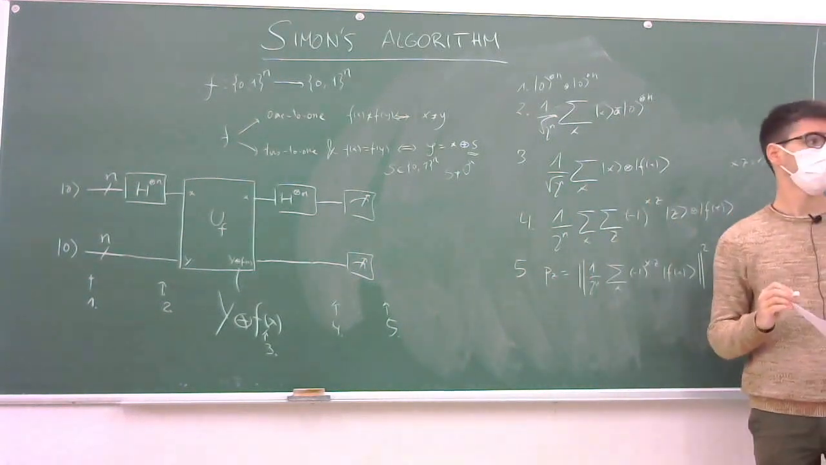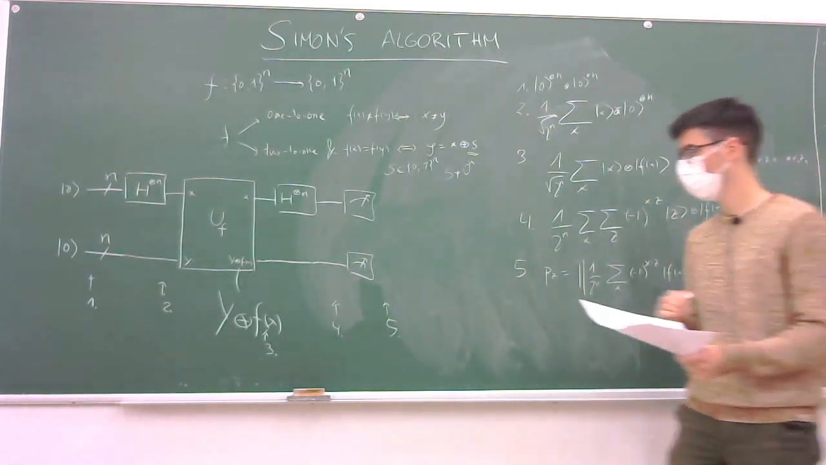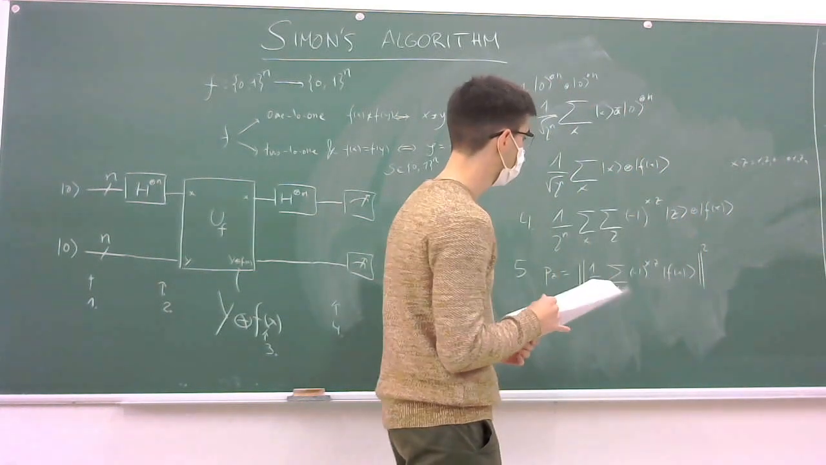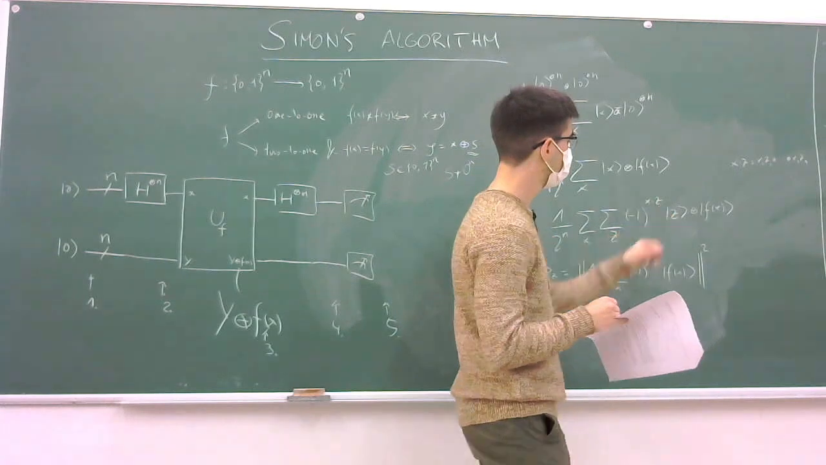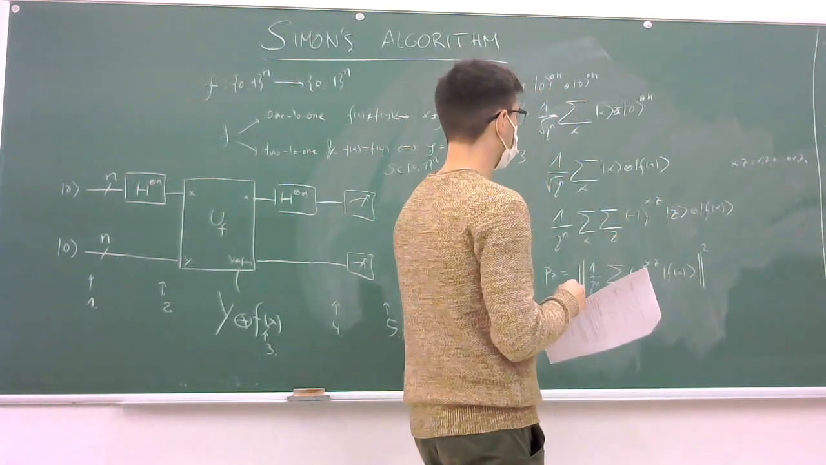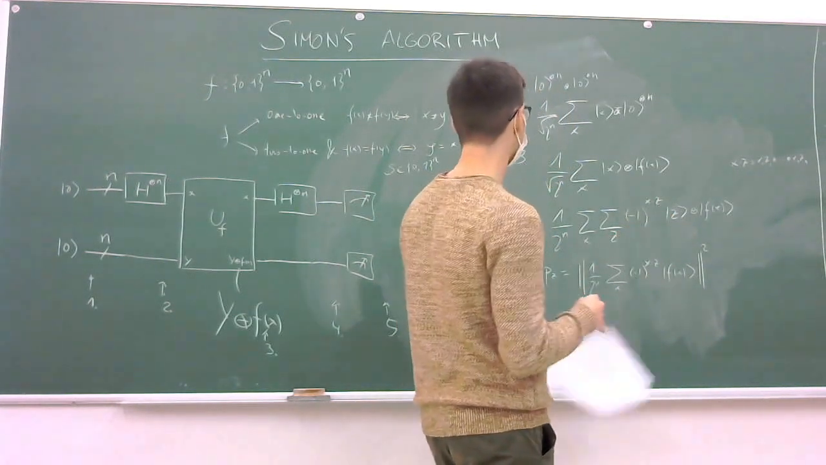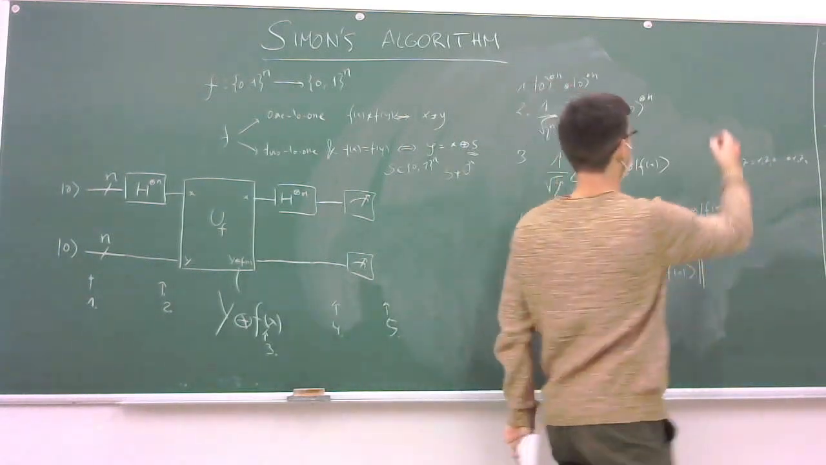I'm slightly confused as to why the minus 1 would have an exponent of x times z and not x plus z. I'm not sure where the product came from. Yes, it comes from the Hadamard transform of an arbitrary state.